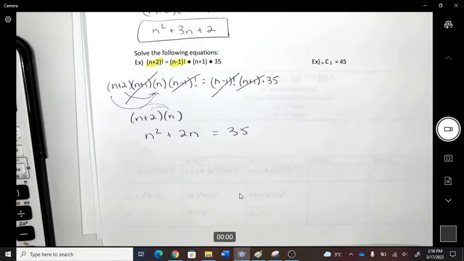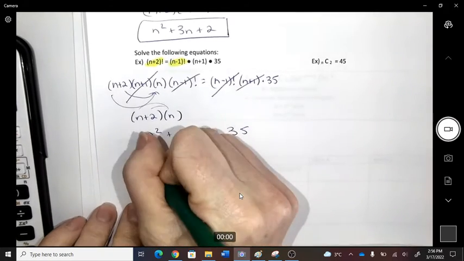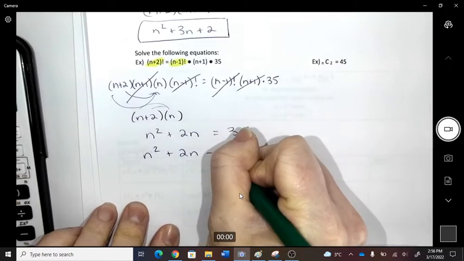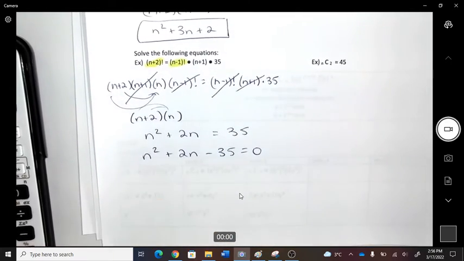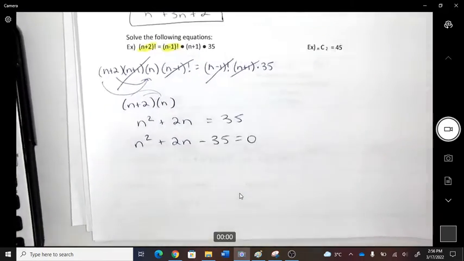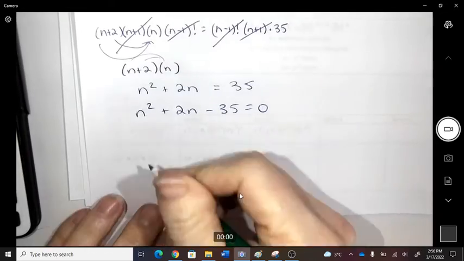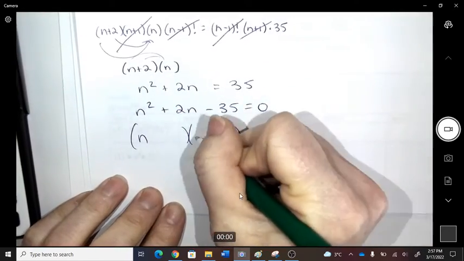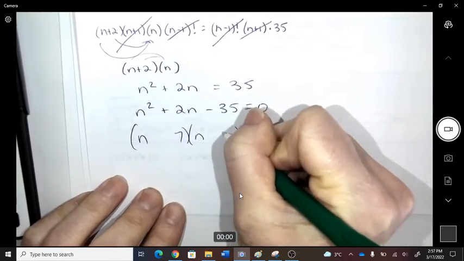Okay, what would the grade 11 you want to do to solve this? Move to one side. Does that look like something you can handle now? Simple, so which multiplies to 35? 7 and 5, plus 7.